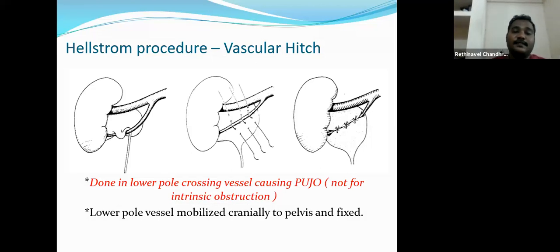PUJO is the disease where this Hellstrom procedure, which is also called vascular hitch, is done. As I already told, this lower pole crossing vessel sometimes may be responsible for PUJO. What they will do is dissect, take this renal lower pole crossing vessel and transpose it above the pelvis. This is called the Hellstrom procedure, just vascular transposition of the lower pole crossing vessel above the pelvis. This is done in PUJO.